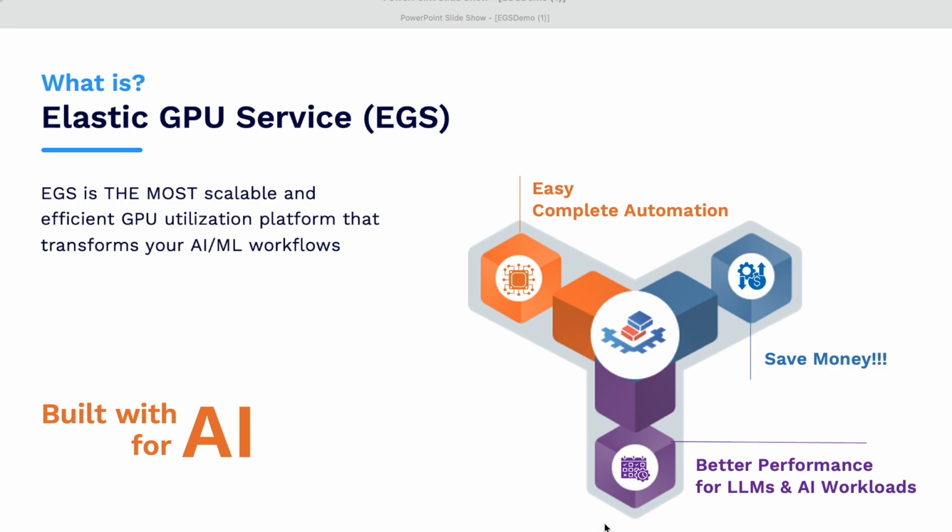EGS is the only solution out there that is applying AI and intelligence to solving this battle for GPU resources. So, what is EGS? EGS is the most scalable and efficient GPU utilization platform that transforms your AI/ML workflows. So, what's really interesting here is that EGS promises not only to make life easier for data scientists, but also to save a good chunk of money in the process.